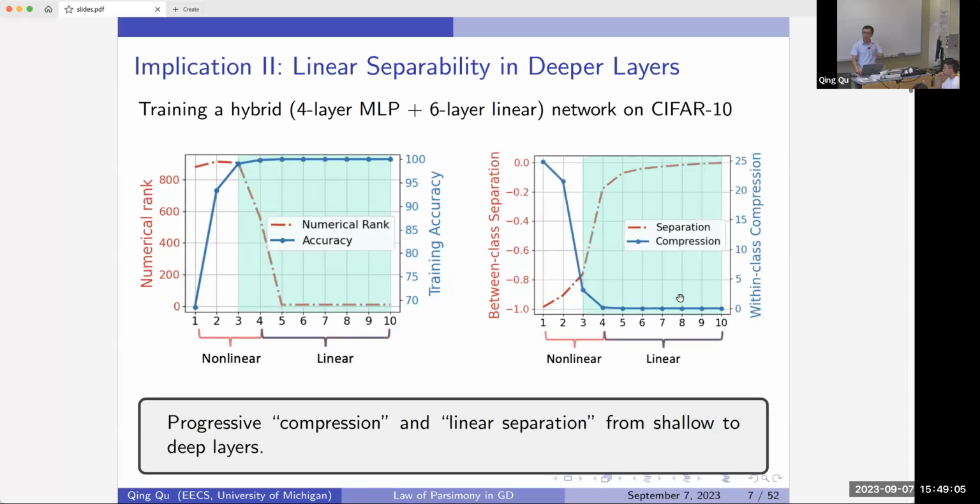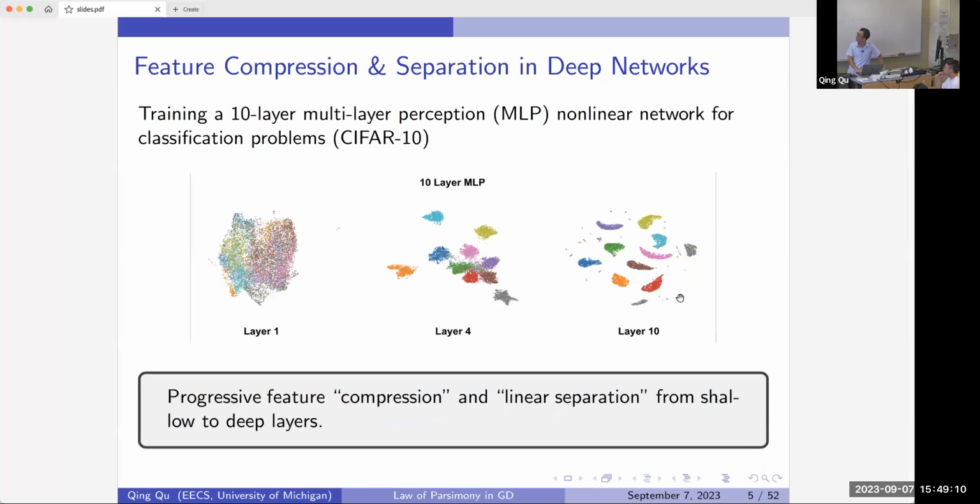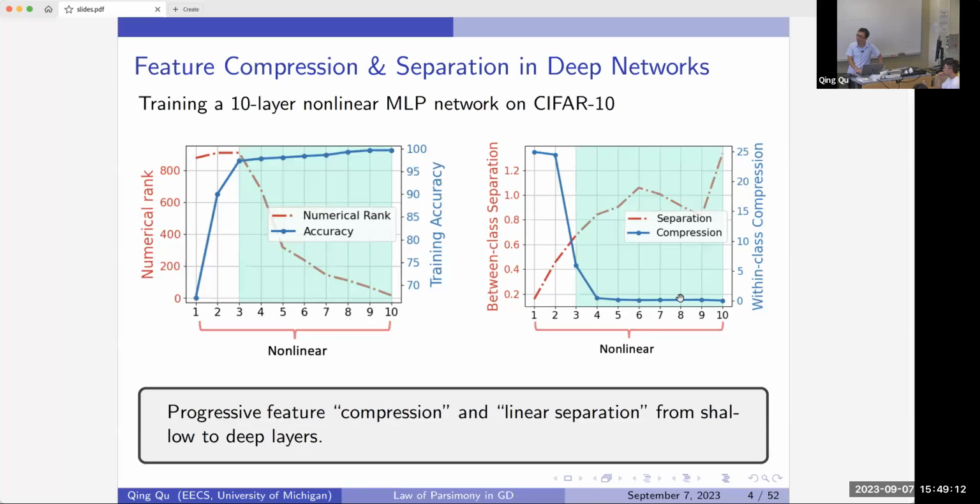So the second thing that we investigate based on this phenomenon is that the features are already linearly separable at the initial several layers, right? So you might question: if we replace the deeper layers by a linear network, what will happen? So we use a hybrid network where the first several layers are a nonlinear network, and we just replace the later layers with a linear network. What will happen?